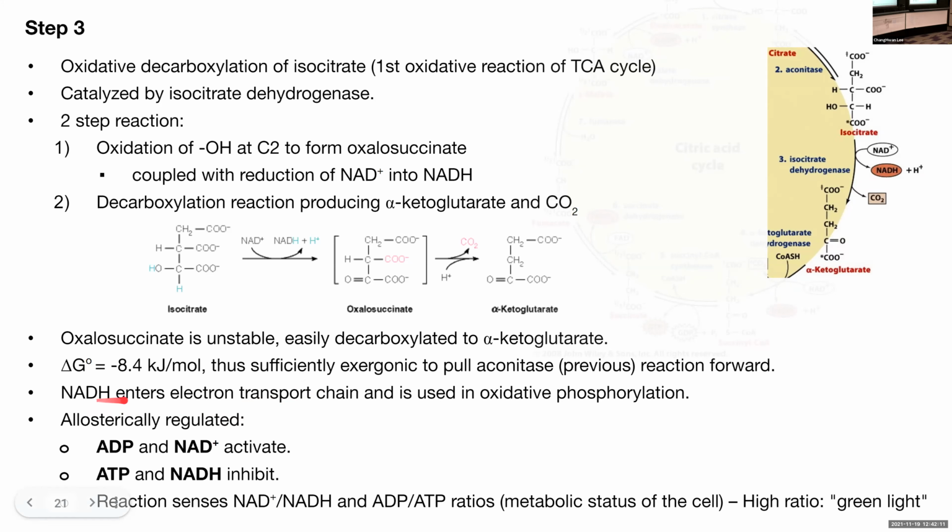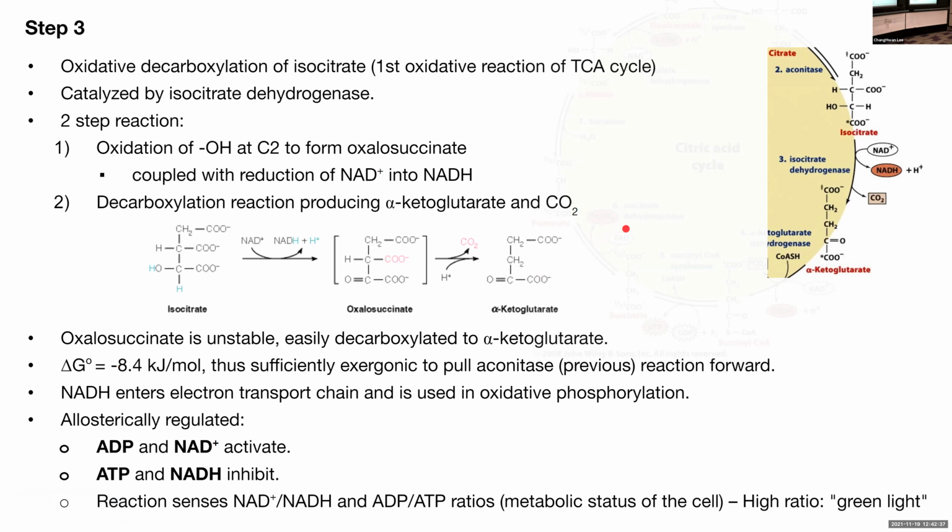And this NADH that is generated from this step enters the electron transport chain later on, still within the mitochondria. So everything is happening in mitochondria, but it enters the other metabolic pathway, and can be used in oxidative phosphorylation that leads to the synthesis of ATP.